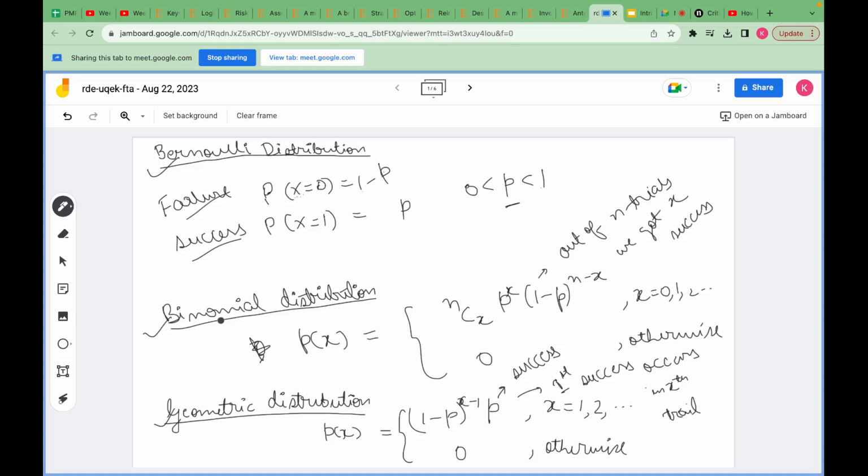Continuing on this thread, there is the binomial distribution, whose probability mass function is given by nCx p to the power x into 1 minus p to the power n minus x. This represents that out of n trials we got x successes. Then there is the geometric distribution. Its probability mass function is 1 minus p to the power x minus 1 into p. Here it shows that the first success occurs in the xth trial.